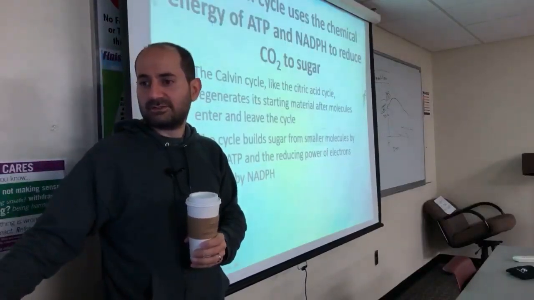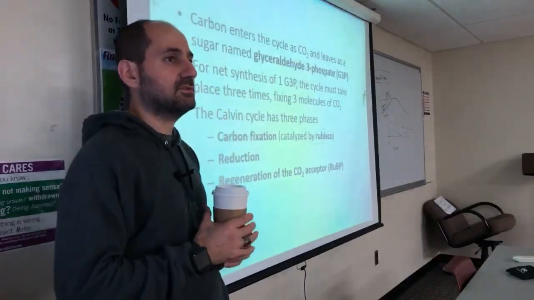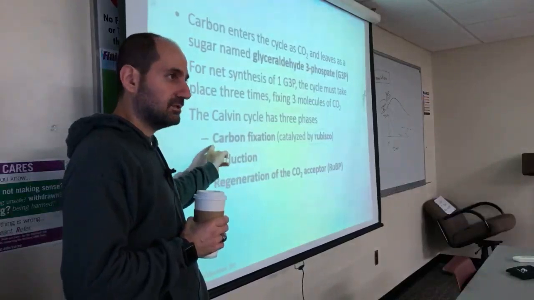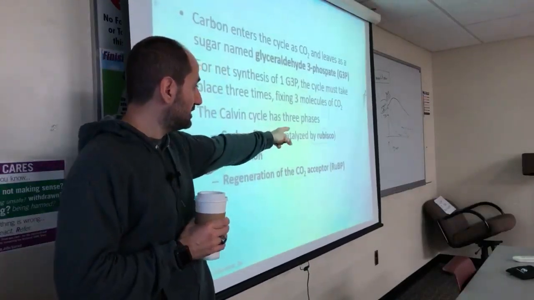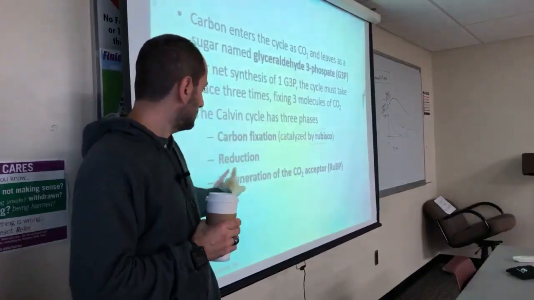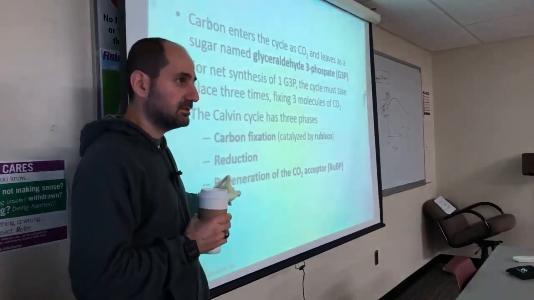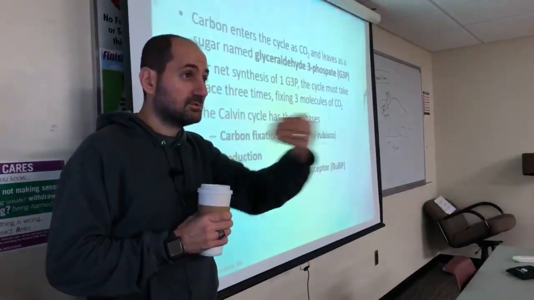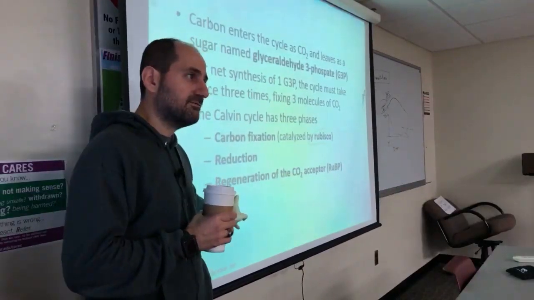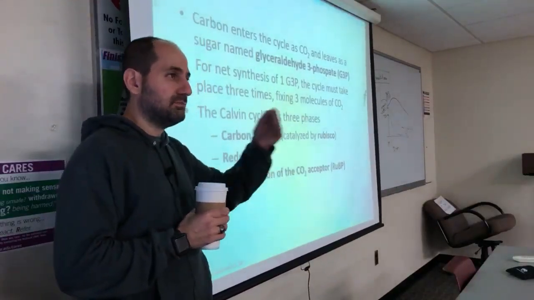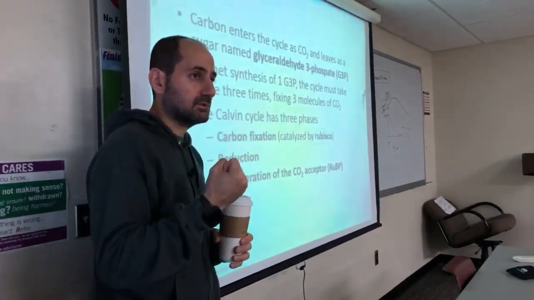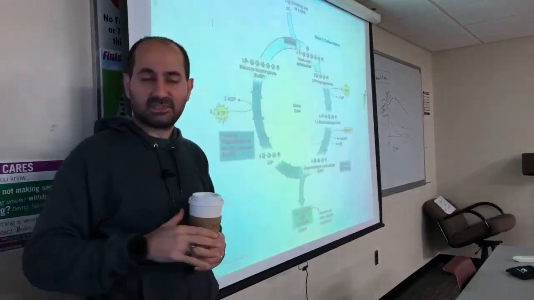And then we have the Calvin cycle, which, remember, has 3 phases. You should know the first phase is called carbon fixation, which is catalyzed by the enzyme rubisco. The enzyme is called rubisco. Then you have phase 2, which is reduction, which means giving the electrons to the CO2 to make sugar. And then the third phase is to regenerate the RuBP, the ribulose bisphosphate, that CO2 acceptor, right? So let me show you. This is the Calvin cycle.